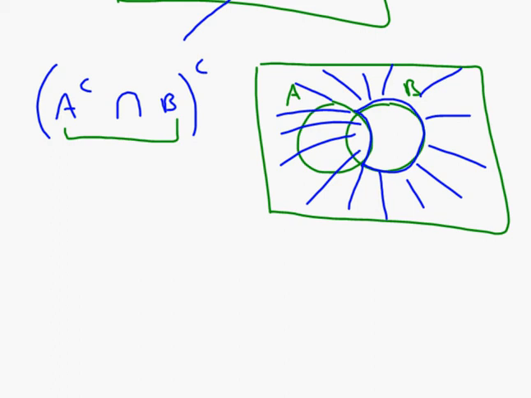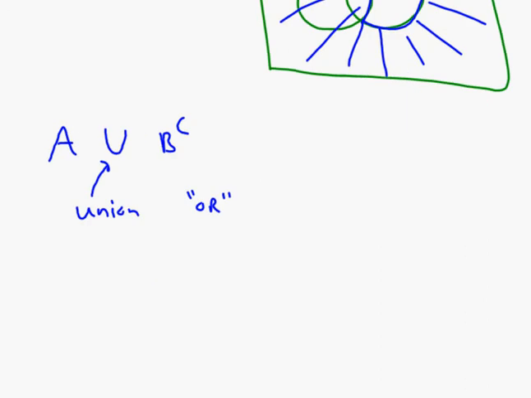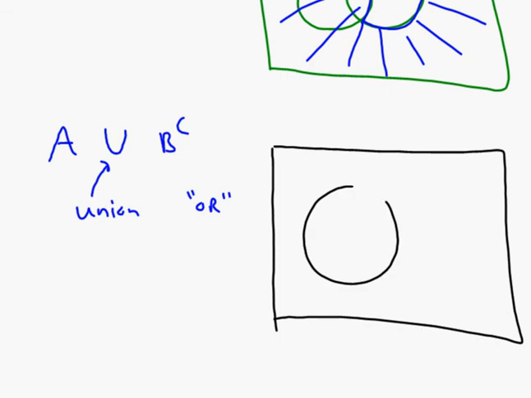Now one more fun question to think about. What if I asked you to do A union B complement? U means union, but you should think of that as the word or. So this question is saying, how could I be in A or B complement? That's what that's really saying. So let's start to think about what that picture has to look like. So here's a Venn diagram.